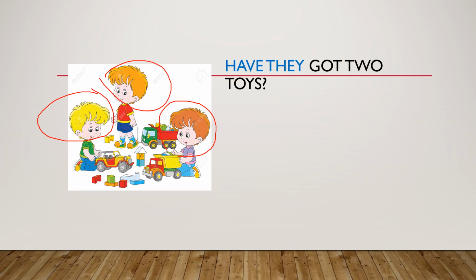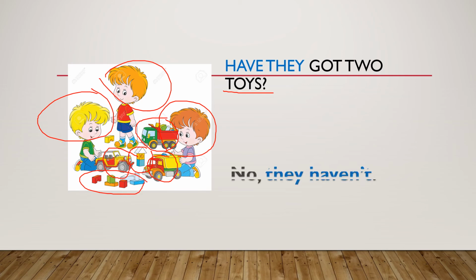Okay, so let's look at the picture here. This is a picture of 1, 2, 3 boys. So 3 boys must be "they". So the question is, have they got 2 toys? The question asks about toys. So how many toys are there? Are there only 2 toys? There are actually more than 2. So the answer must be no, they haven't.